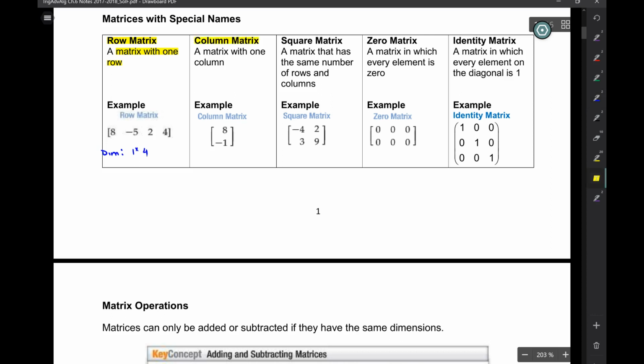A column matrix just has one column. So what are the dimensions of this one? That's a 2 by 1, 2 rows, 1 column.